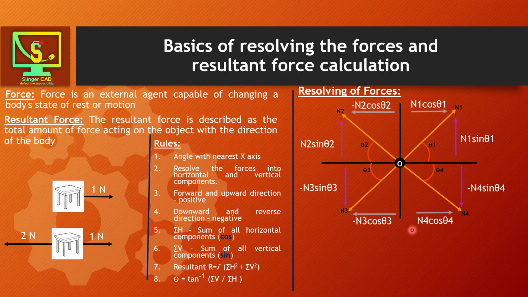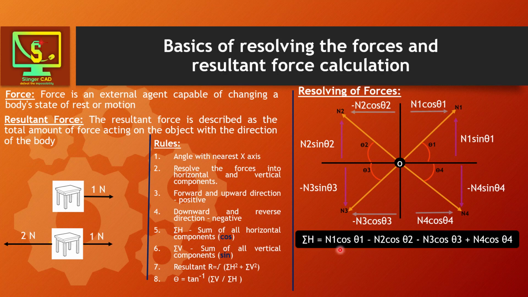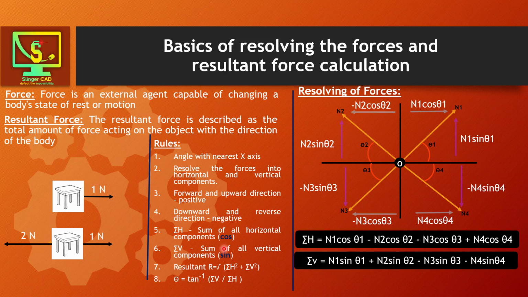Then we have to find the resultant of the system. Before finding the resultant, we have to add all the horizontal components. Sigma H equals the sum of all horizontal components. Here we have N1 cos theta 1 minus N2 cos theta 2 minus N3 cos theta 3 plus N4 cos theta 4. So this gives the value of sigma H. Then we find the sum of all vertical components: N1 sin theta 1, plus N2 sin theta 2, minus N3 sin theta 3, minus N4 sin theta 4. This will give you the value of sigma V.